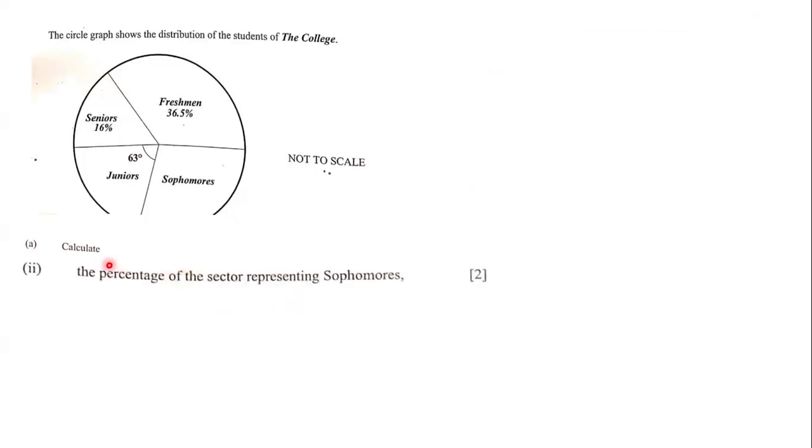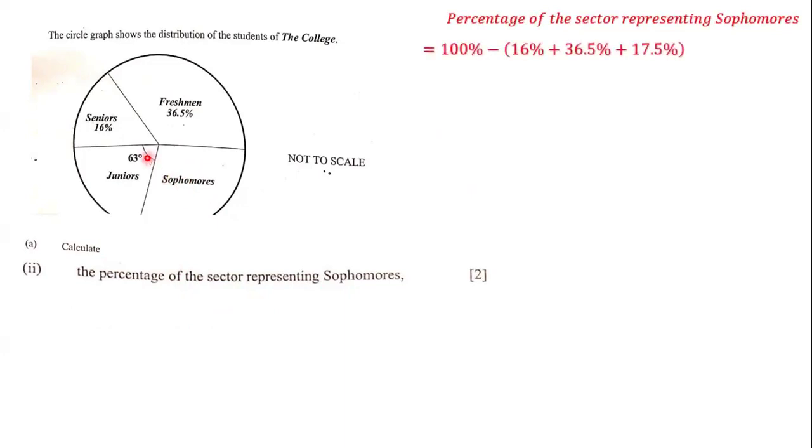Next, we have to calculate the percentage of the sector representing sophomores. This right here is sophomores, and we need to figure out the percentage of the sector representing sophomores. What we do know is that seniors account for 16%, freshmen account for 36.5%, and we just figured out that juniors account for 17.5%.